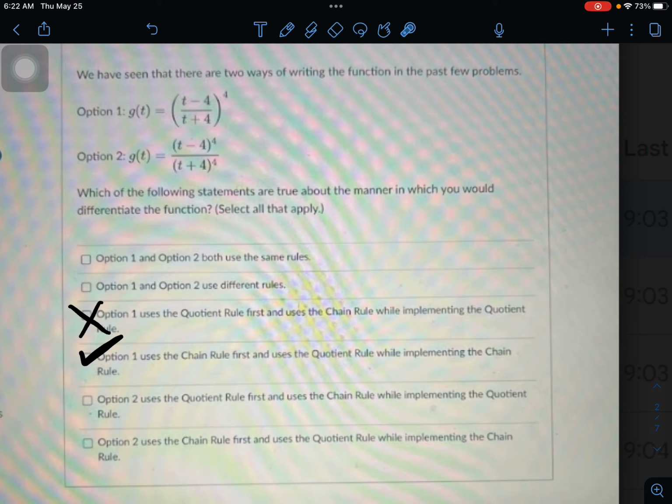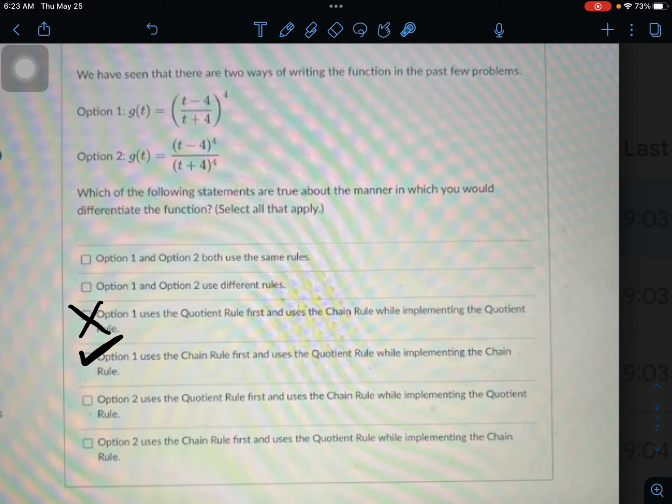That's a little confusing because I can see so many ways to do this one right here. So I'm looking at option 2, and I'm thinking about these 2 choices. And it's not worded very well. Let me think about that for a second. Option 2 uses the quotient rule first and uses the chain rule while implementing the quotient rule.